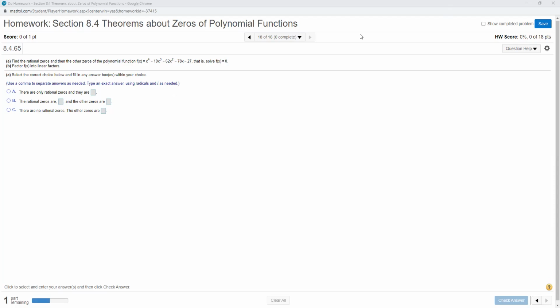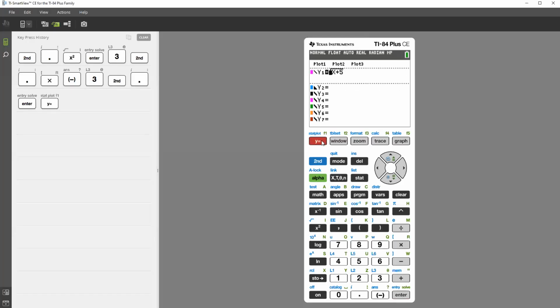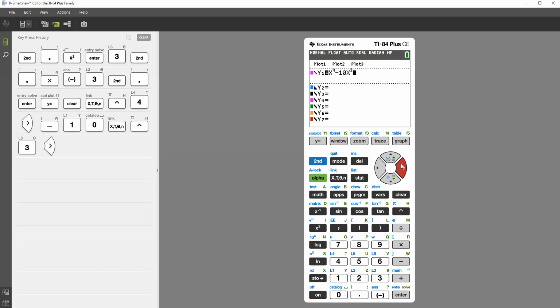We're going to go to our calculator. So let me share my calculator screen. We're going to let this calculator find some zeros for us. So I'm going to go over here and I'm going to go to my y equals. I'm going to clear that out. And I'm going to put in my polynomial, which was x to the fourth minus 10x to the third minus 62x squared minus 78x minus 27.